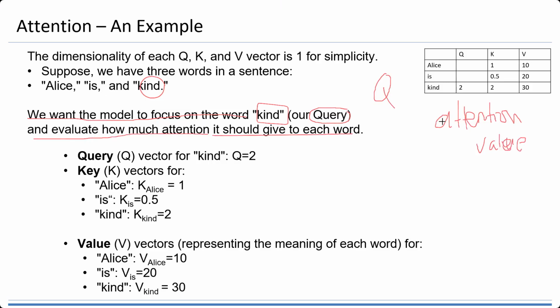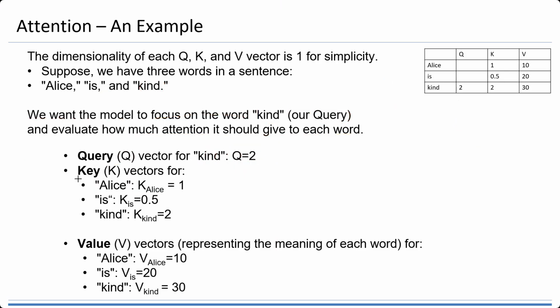So the attention value will be used for the modeling. Now let's suppose that the query, or the Q vector, for kind is 2. The higher value is more important than the other, because we are just doing the query for kind, so we get a value of 2 for kind, but there is no value for other words.